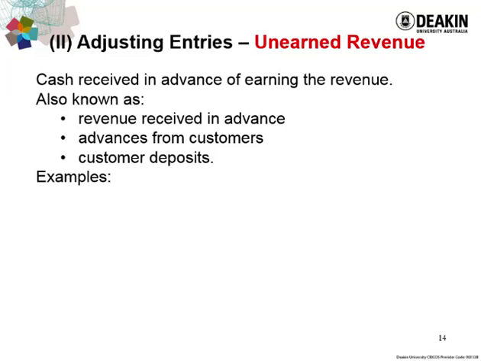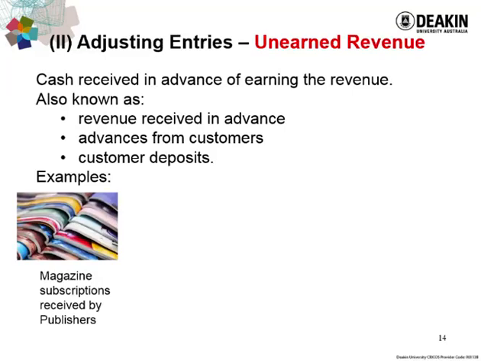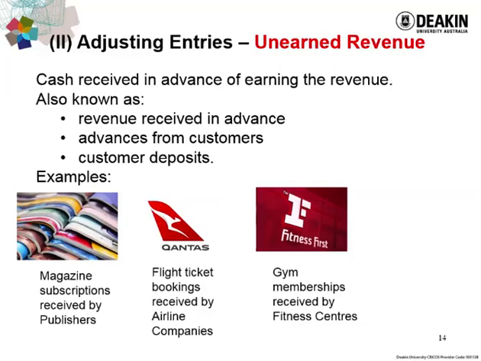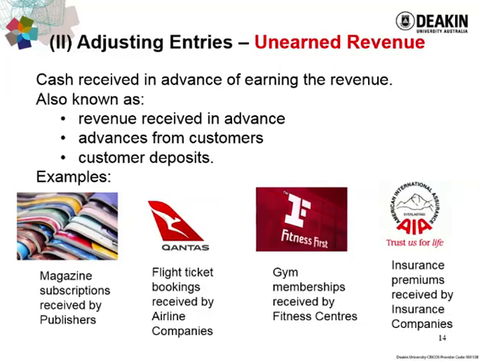It means we have received the cash from customer, but we have not earned it because we have not provided goods and services to customers. And recall your revision case study 1 in regards to Academies Australasia for the tuition fee. That is a case for unearned revenue. So please revisit the case for your revision. Other examples include magazine subscriptions fee received by publisher because the customer may have paid for 3 months, 6 months, or 1 year in advance. Another example, flight ticket bookings received by airline companies, gym membership received by fitness center, and insurance premiums received by insurance companies.